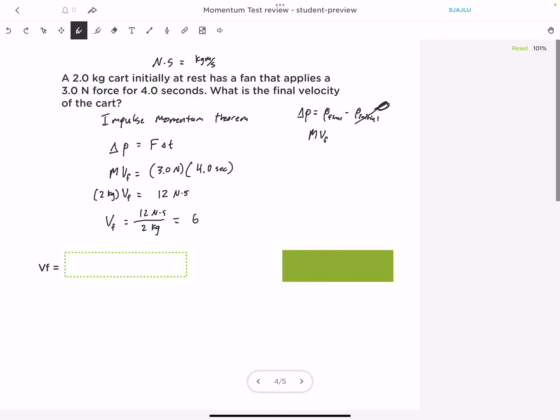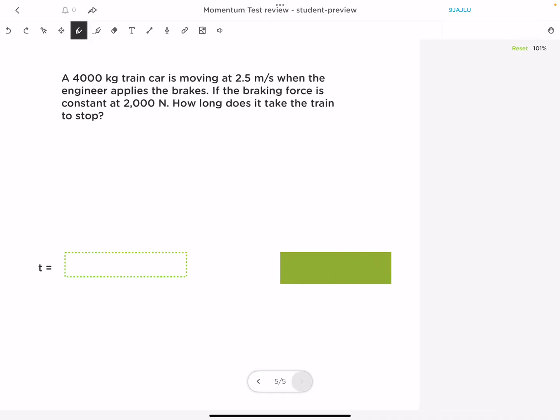So we have 6 meters per second. All right, 6 meters per second. And then finally, the last problem.